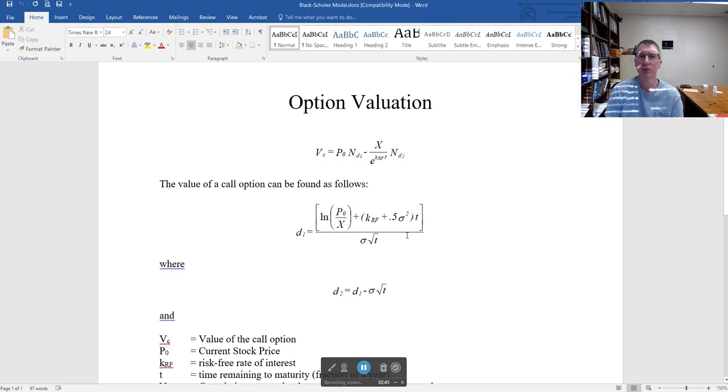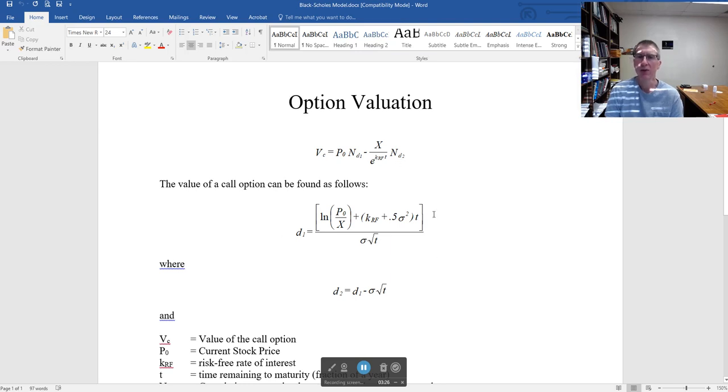Let's start with the Black-Scholes option pricing model. It is pretty complex if you're not a mathematical person. The value of the call is equal to the current price times the cumulative area under the normal distribution at D1, minus the present value of the exercise price using continuous compounding, times the cumulative area under the standard normal distribution at point D2. In order to start this calculation, we have to first calculate D1 and D2.